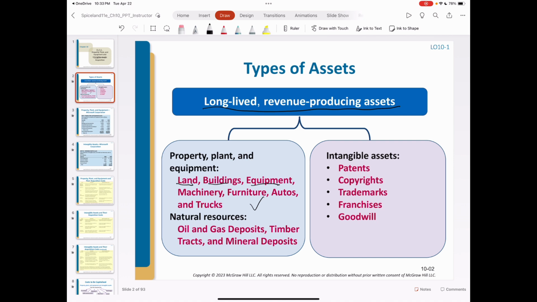Natural resources include oil and gas deposits, timberland, and mineral deposits. Intangible assets include patents, copyrights, trademarks, franchises, and goodwill. Intangible assets lack physical substance. These assets are all reported in the non-current assets section because they are all long-lived.